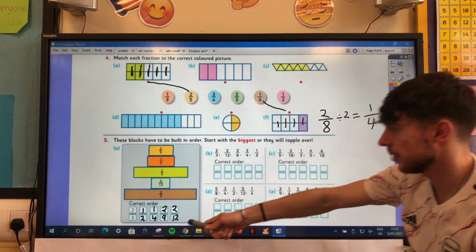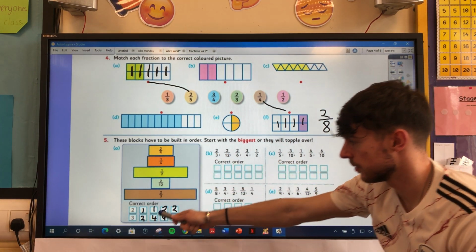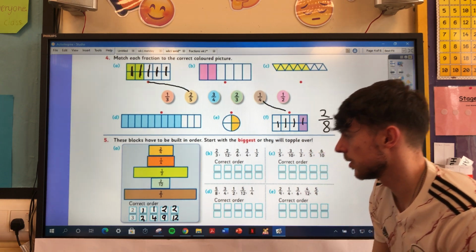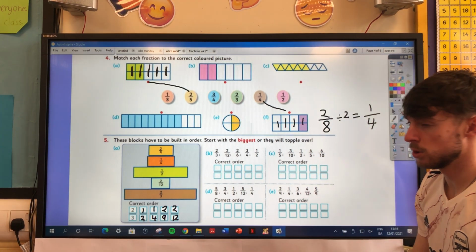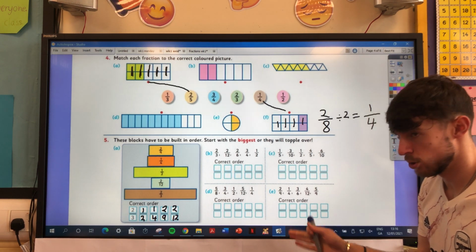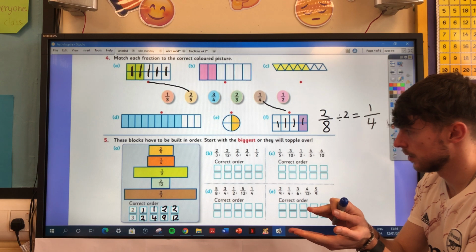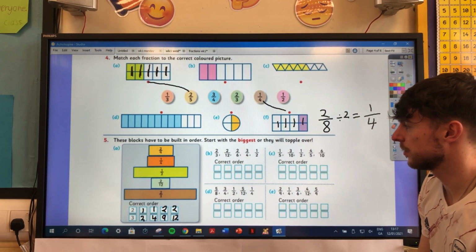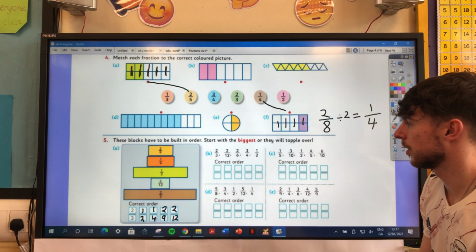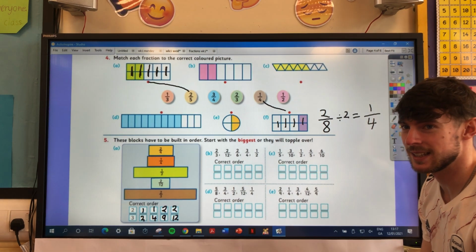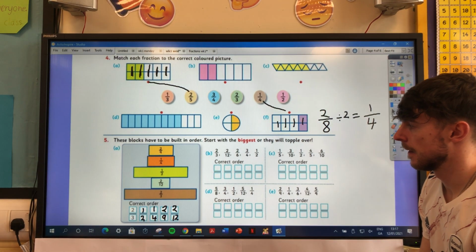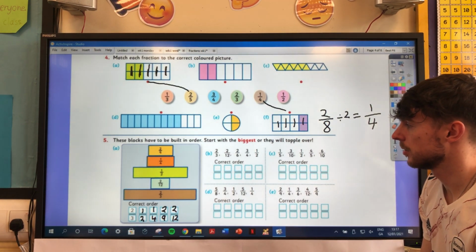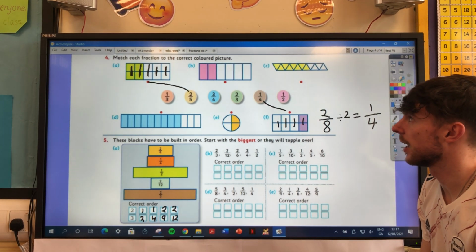So we have put them in order. These should have swapped now. So they have 2 over 3, 1 over 2, 1 over 4, 2 over 9, and 2 over 12. So 2 over 3 is the biggest. 2 over 12 is the smallest. Okay? So we're going to do this one together as well. So 2 over 3, 2 over 12, 2 over 6, 3 over 4, and 1 over 2. Which is the biggest there? Does anyone know?